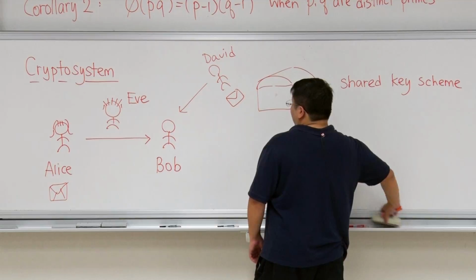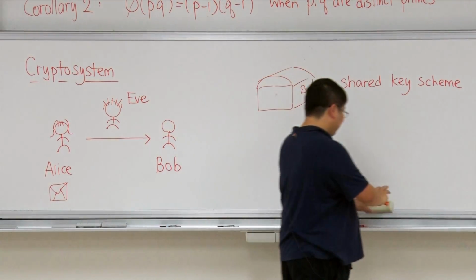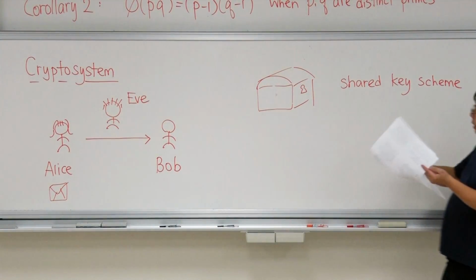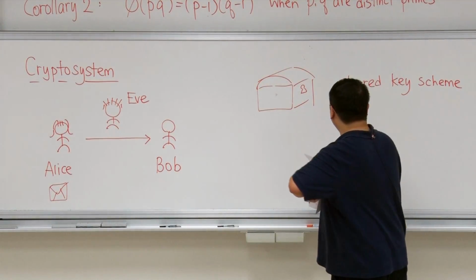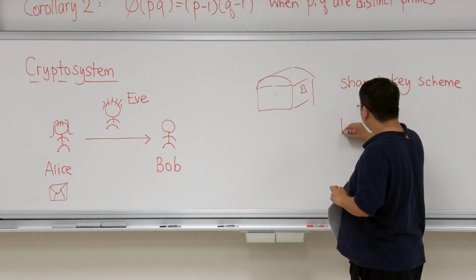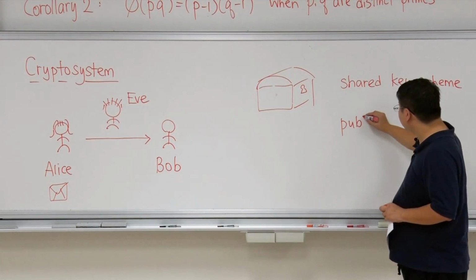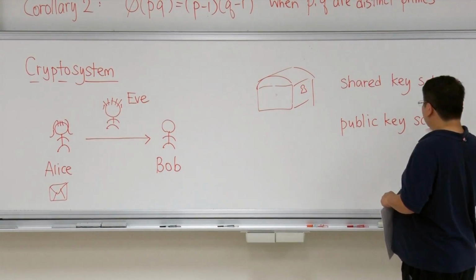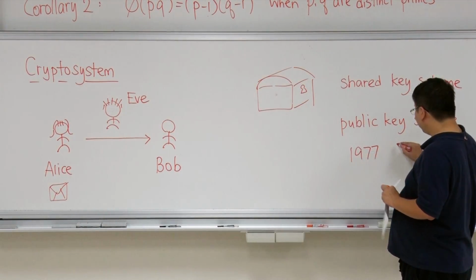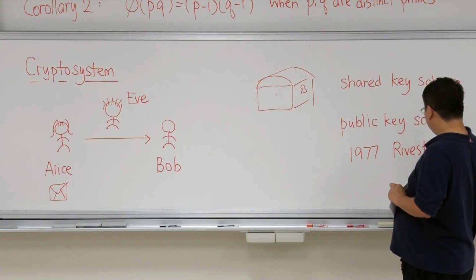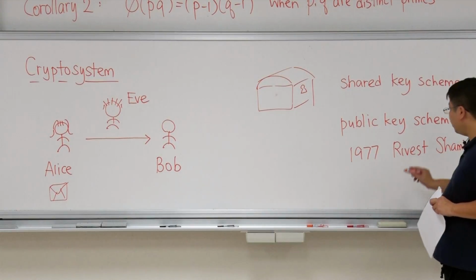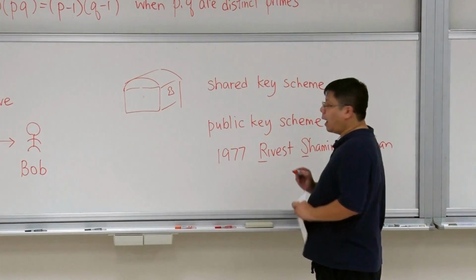So, in which year? There is a scheme invented in 1977 by RSA. So there is a new kind of way of sending messages called the public key scheme. This was developed in 1977 by three persons, Rivest, Shamir, and Adleman. And this scheme is so popular nowadays that we call it the RSA scheme.